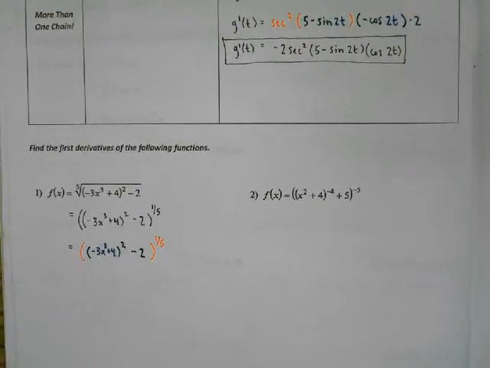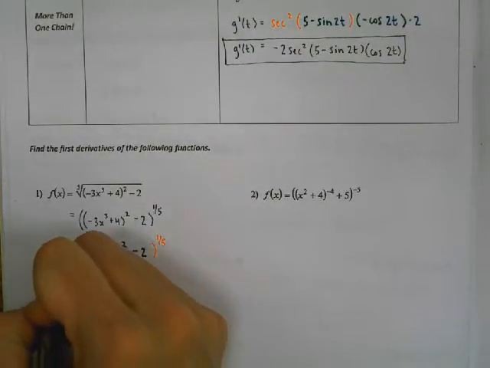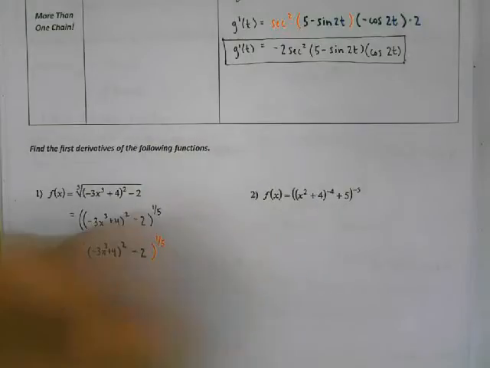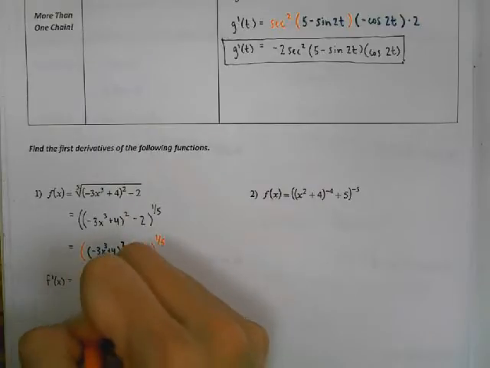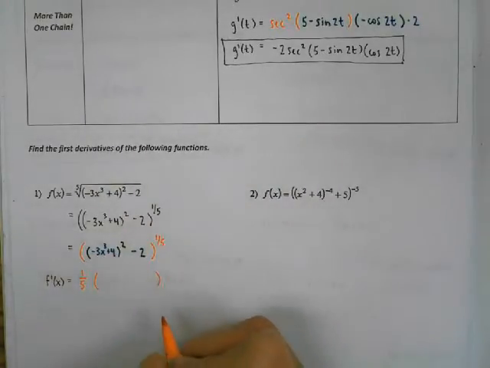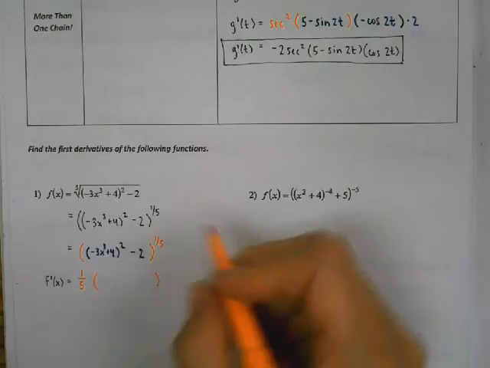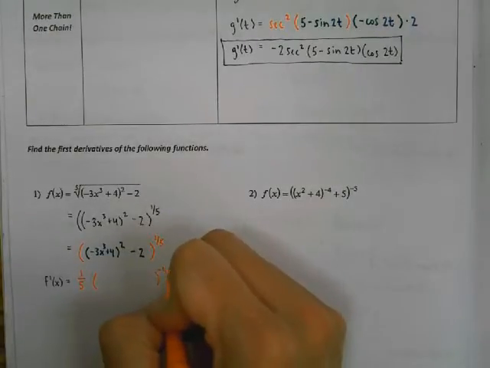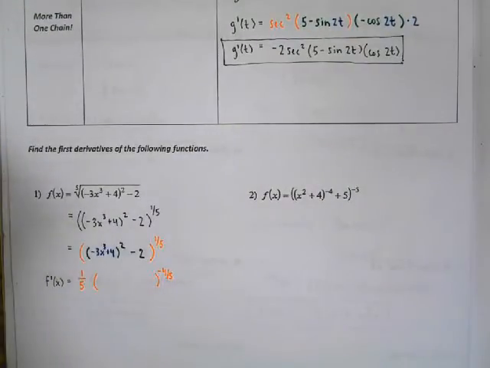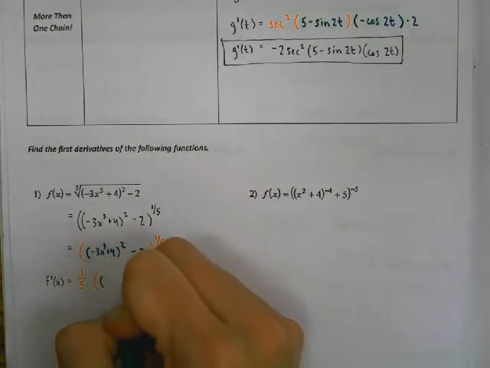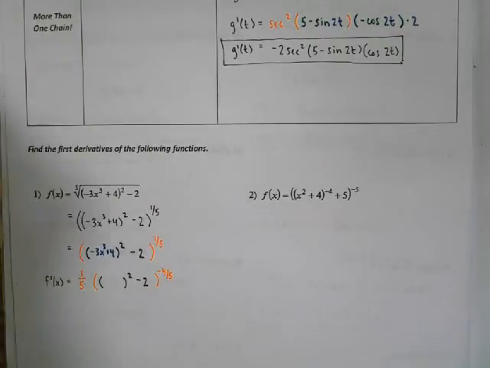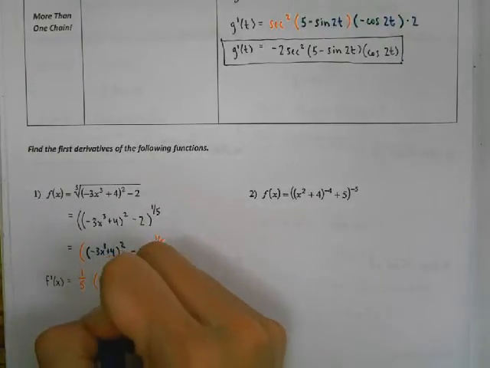So now we're ready to differentiate. And again, I work my way from the outside in. So I start with my power rule, and I'm going to have to the negative 4/5. Everything inside is going to stay the same. So I fill all of that in.